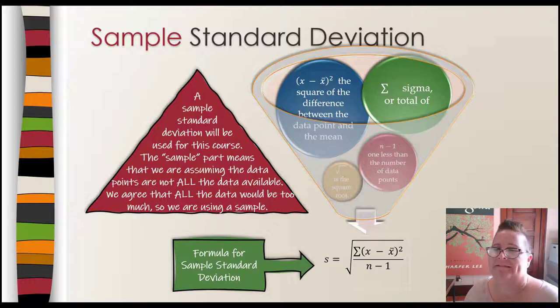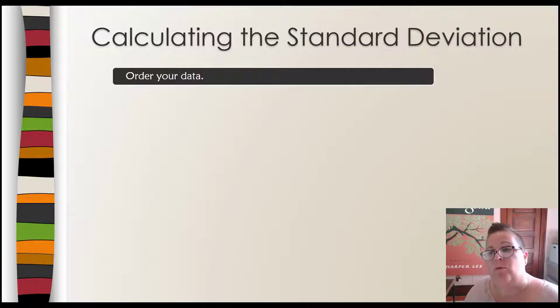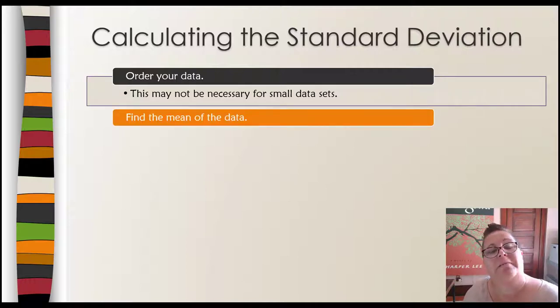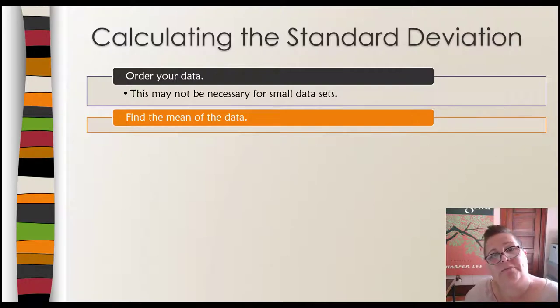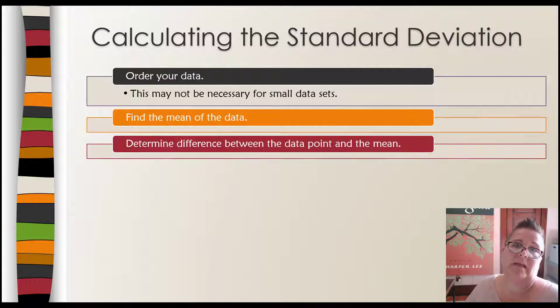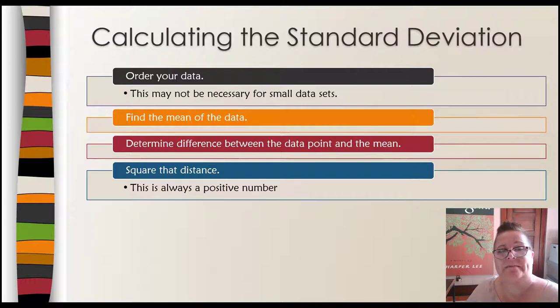Okay, this is a lot. So we're going to run through the steps one more time. In order to calculate a standard deviation, we recommend that you order your data. Again, for really small data sets, you might not have to do this. We want you to find the mean of that data. That's our x bar. Now, we're going to determine the difference between each one of our data points and that mean, and then we're going to square that distance or difference.